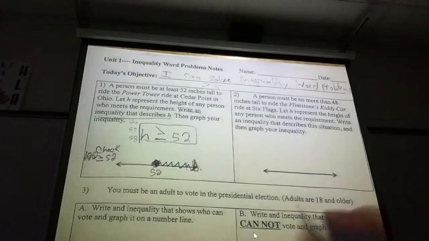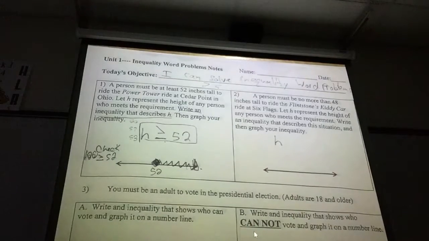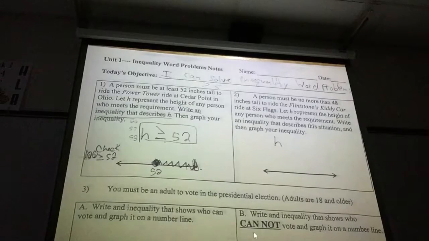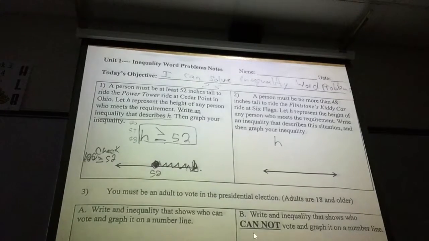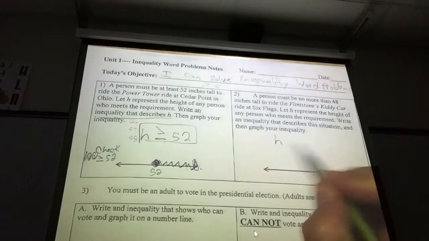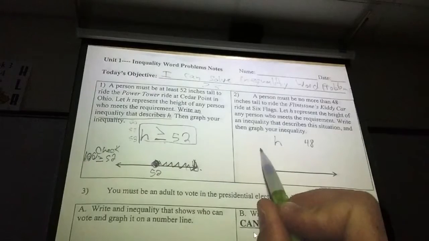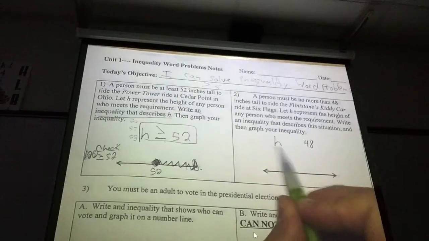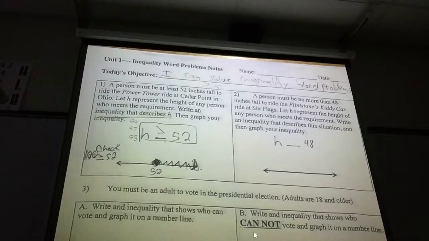Okay? Now this time, we have a kiddie ride. And you know, when you get to that height where it's like, oh man, I can't go on this ride anymore, I'm too tall. This is the kind of ride that we're talking about. So H is going to be compared to 48. Now, again, if you are 48, it's okay. If you are right at 48, we're going to put an or equal to bar there.